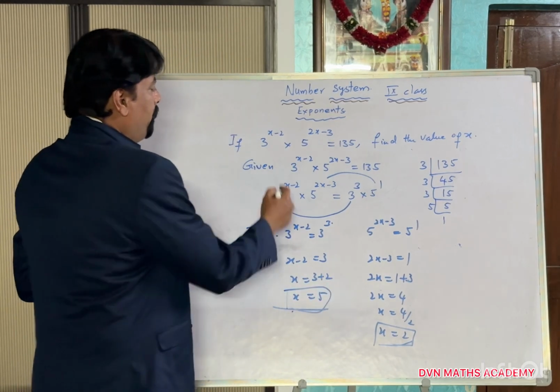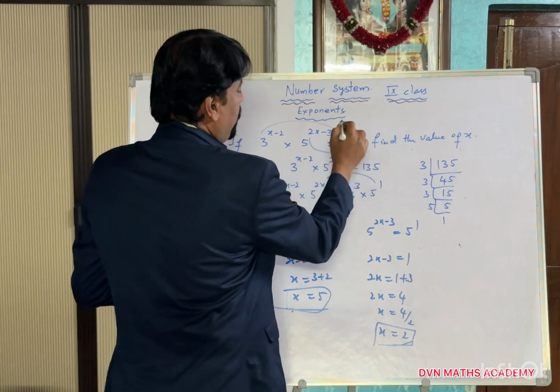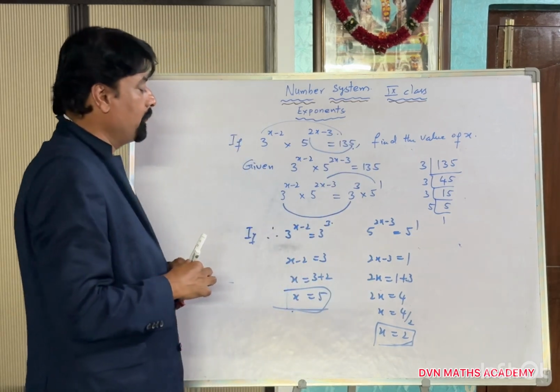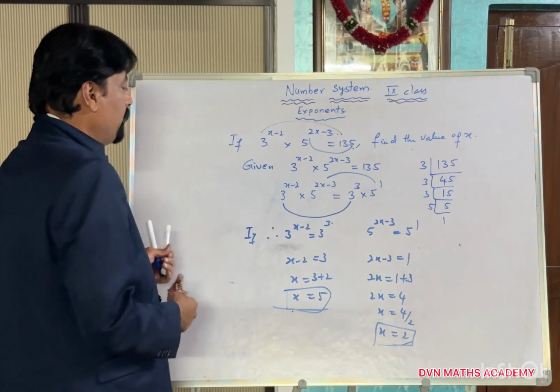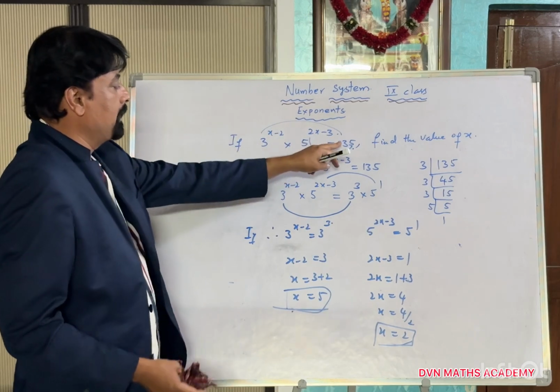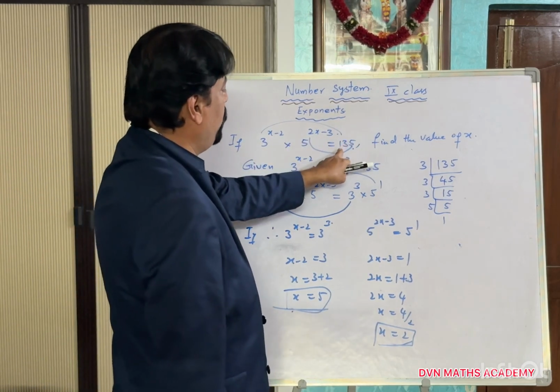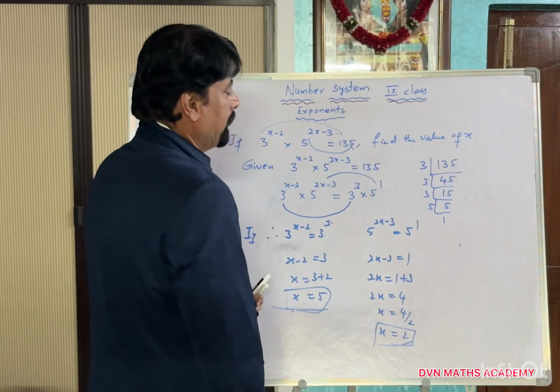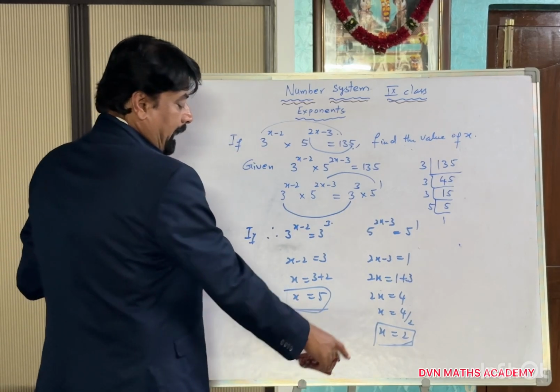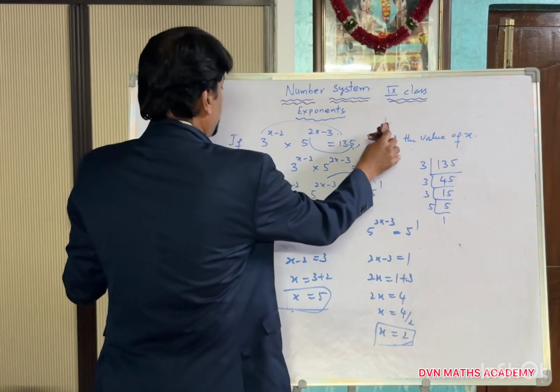Okay. So if you compare these powers, you will get the value of x. Like this you can find the value of x by comparing the powers. Just write the exponential form of 135, then you will get the answer. Here x is equal to 5.